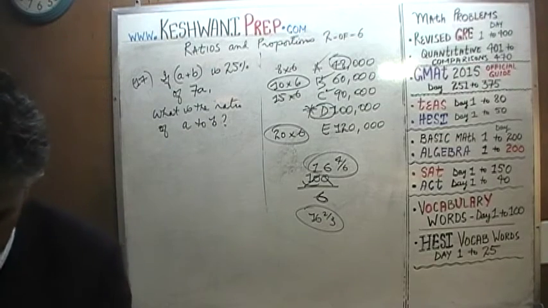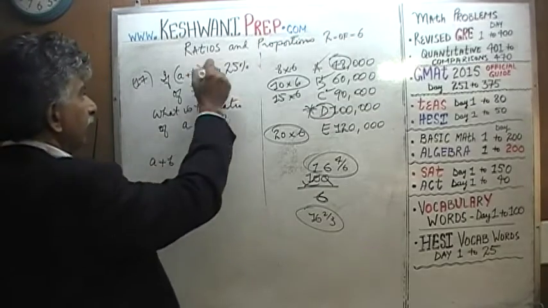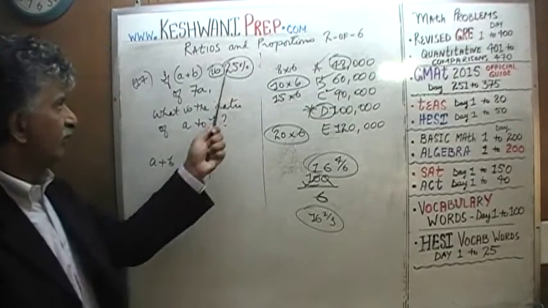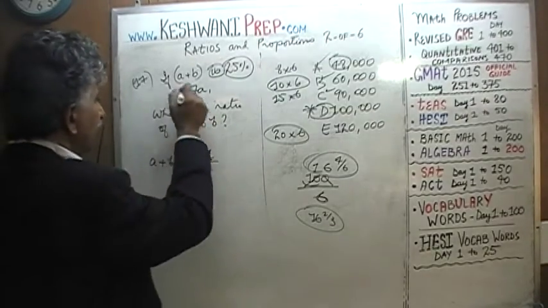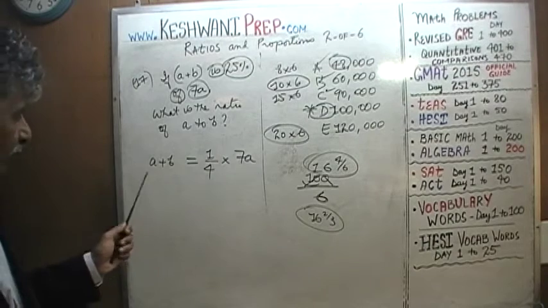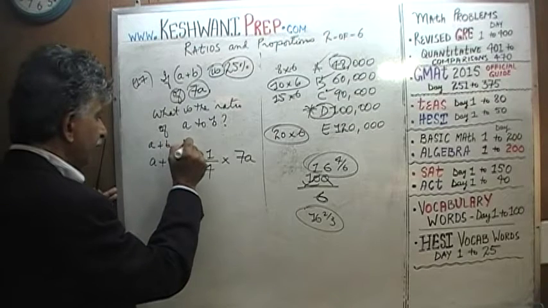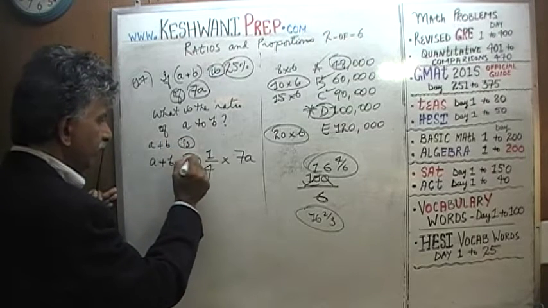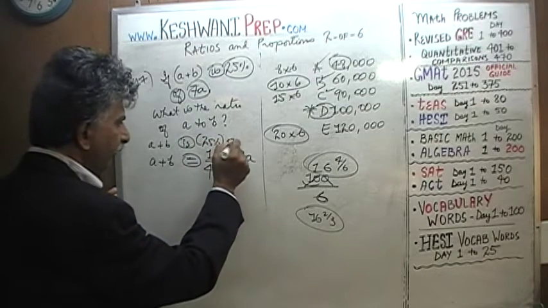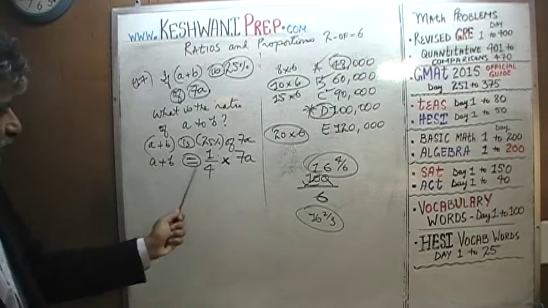So let's find out. Let's make an equation out of it. We are told that A plus B is, means equals, 25%, which means 1/4. 1/4 represents 25% of 7A. Of means times 7A. This is how we would read it: A plus B is, means equal, 25%, 1/4, times, means of, 7A. You see, A plus B is 25% of 7A, just like that.